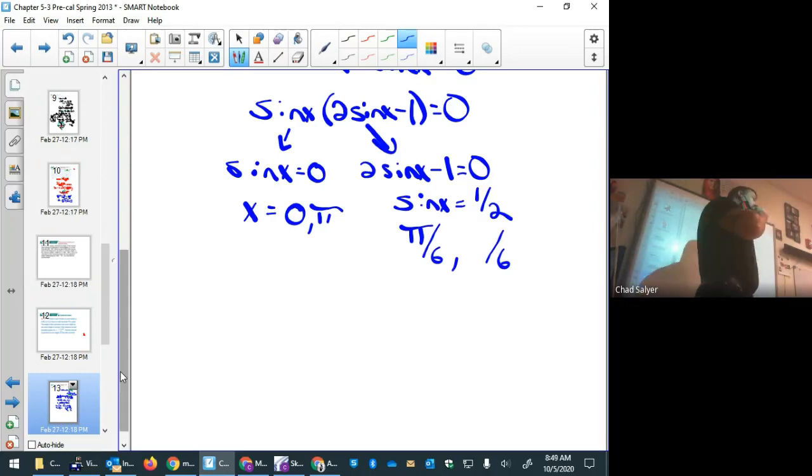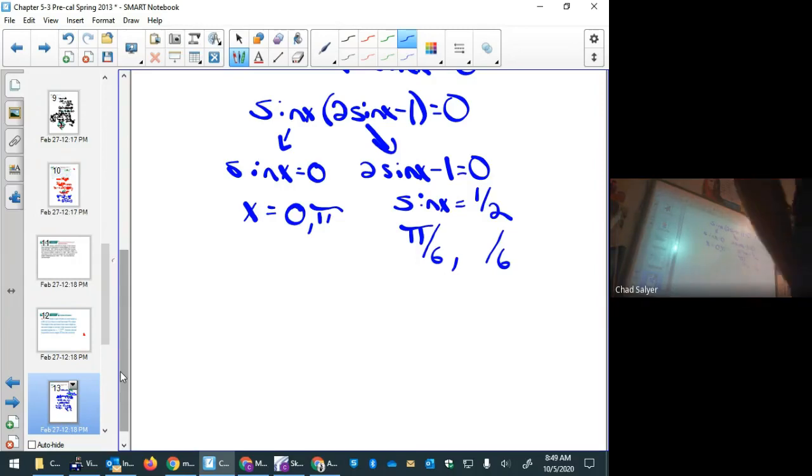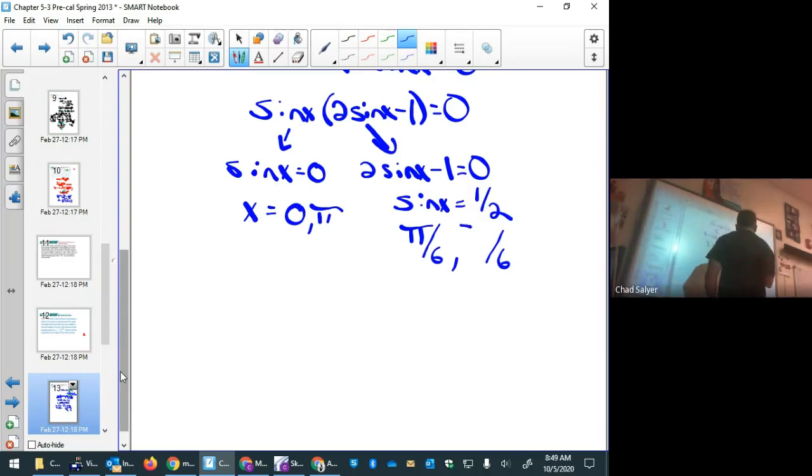Would be 7. That's negative 1/2. So you have the right absolute value, but positive 1/2 for the y. Negative 7. No, it's going to be 5 pi over 6.